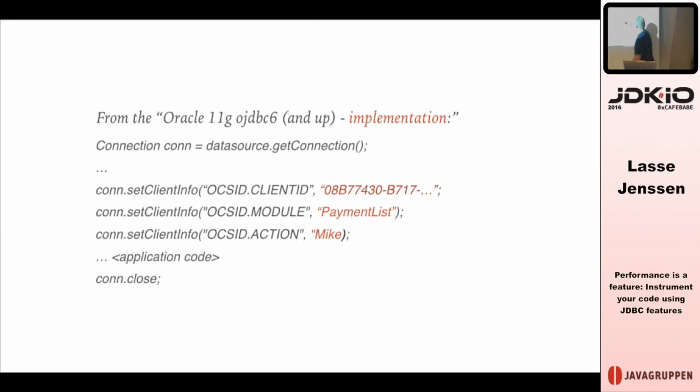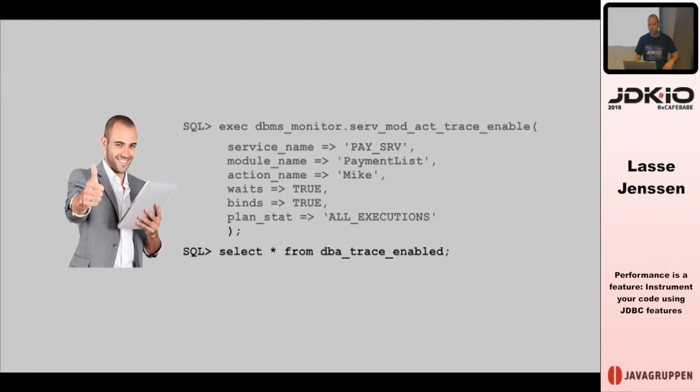So let's say you did this. You didn't put the literal in, of course not. You just put in the payment list. You put in Mike. When you hit that button, your application was running and you closed. So on the database side now, I could actually turn on trace based on those metrics. I could do like DBMS monitor, serv module act trace. That doesn't matter. I could turn on trace on payment list only, or I could just do tracing on Mike.